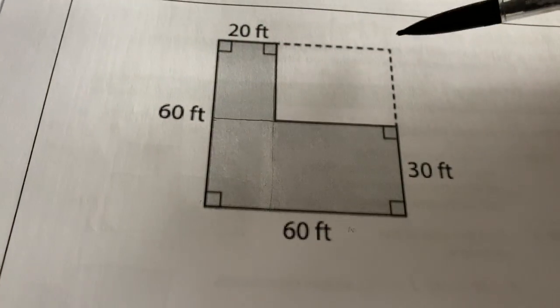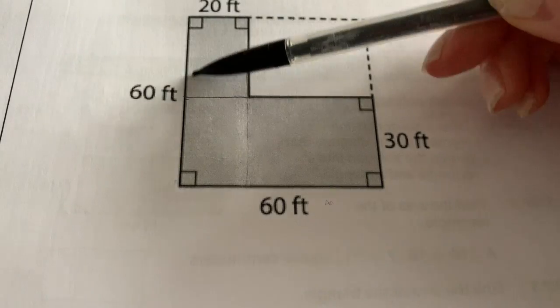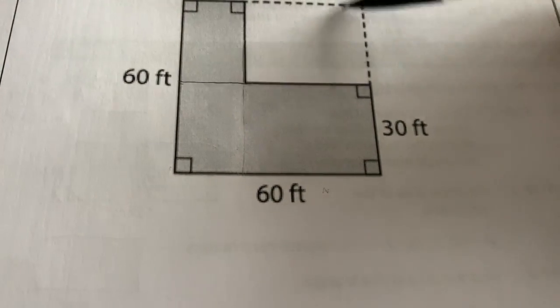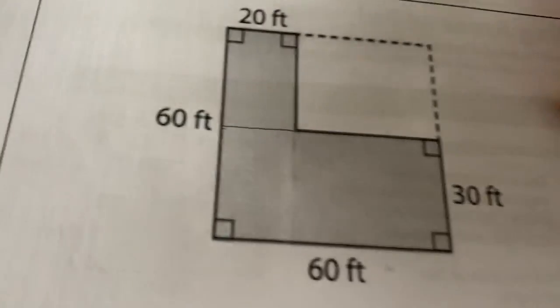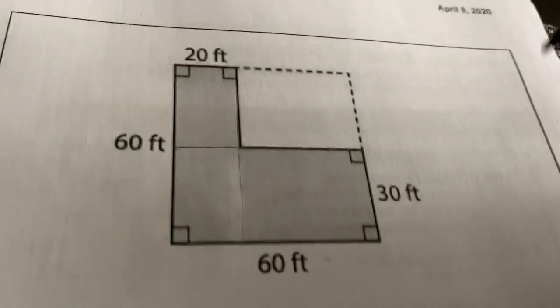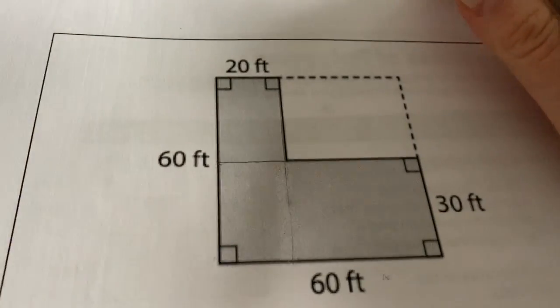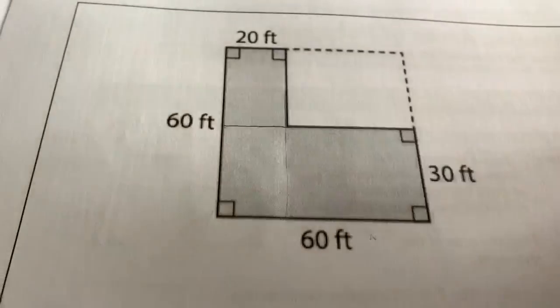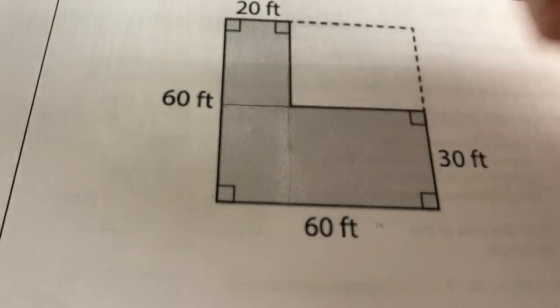You could also, in this case, find the area of the whole thing. It's a square, and then you could subtract this space here. So let's see which way we should do this. The one thing you want to make sure of is whichever way you choose to do, make sure you have the lengths of the pieces that you're looking at.